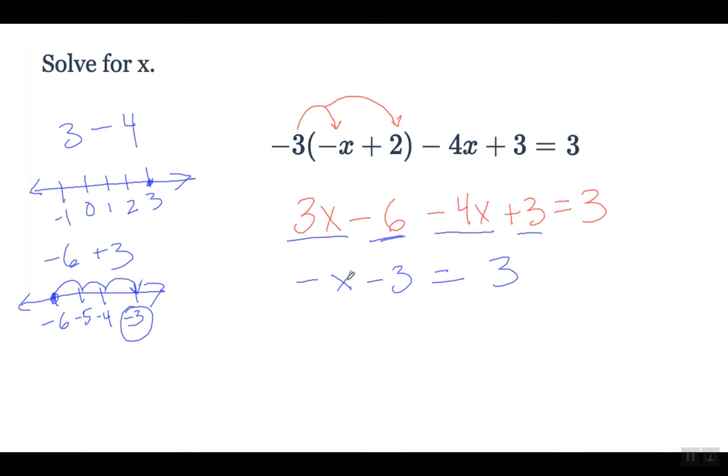The number that's with the variable, I move last. What number is with this variable x? Negative 1, which is in front of x. That's the last thing I'm going to move. The first thing I'm going to move is this number right here that's being either added or subtracted. So I'm going to get rid of the minus 3 by adding 3 to both sides.